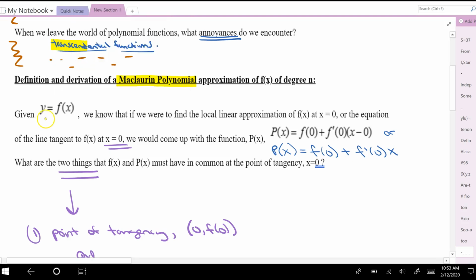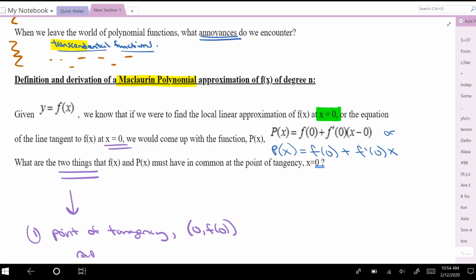It says, if we're given some function, we know that if you're to find the local linear approximation of f(x) at x equals 0, and yes, I am making that criteria right now at x equals 0. Of course, we have found equations of lines tangent to the function at values beyond x equals 0, but for right now, I want to just keep it at x equals 0, okay?